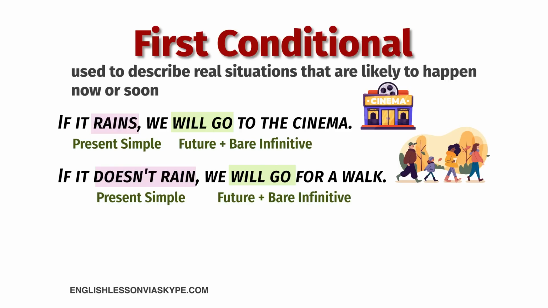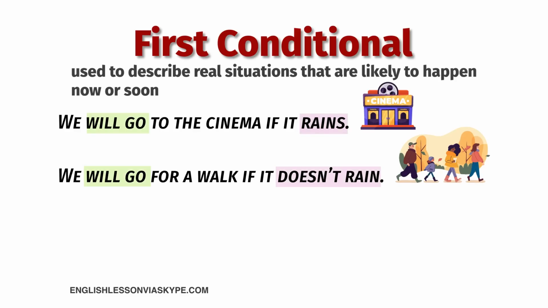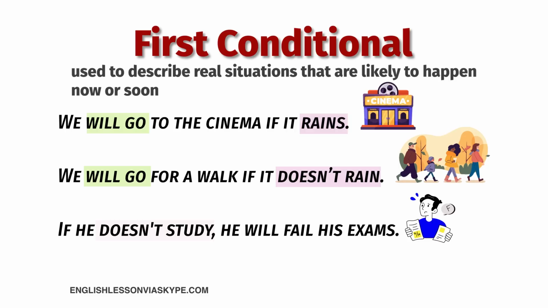And you can turn it around, as I said before. So you can say, we will go to the cinema if it rains. We will go to the park if it doesn't rain. So the main clause with will first, and then the if clause second, or if clause first. If it rains, we will go to the cinema. So you have a choice to reverse them if you wish. If he doesn't study, he will fail his exams.